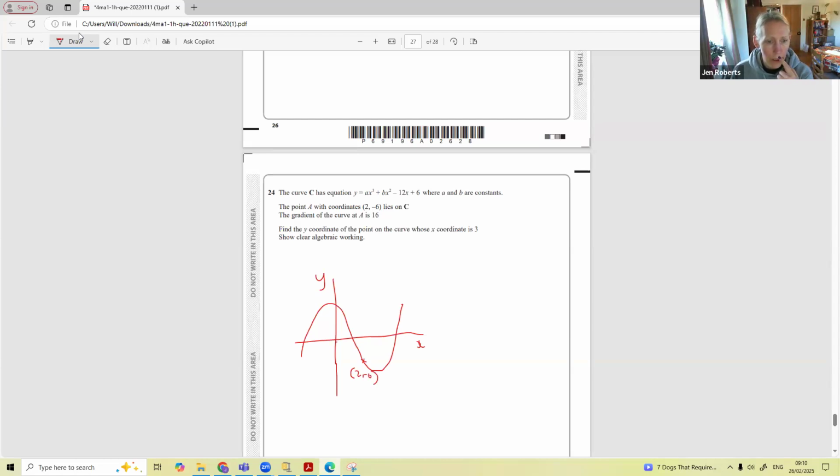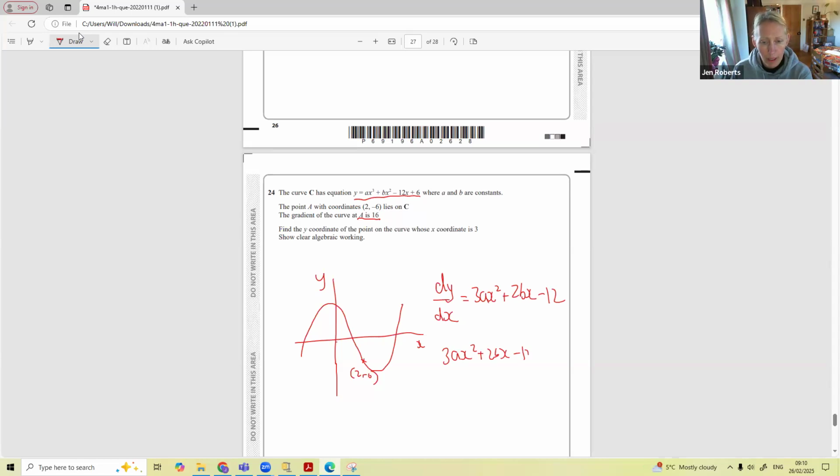The gradient of the curve at A is 16. So to find the gradient, we need our gradient function. How would you get the gradient function? You differentiate this equation: multiply by the power, take 1 off the power. That would just be -12. We know the gradient at A is 16, so we can put that equal to 16.